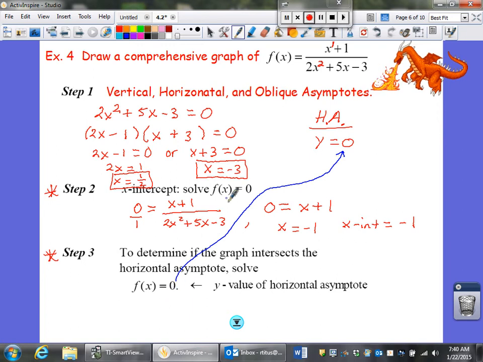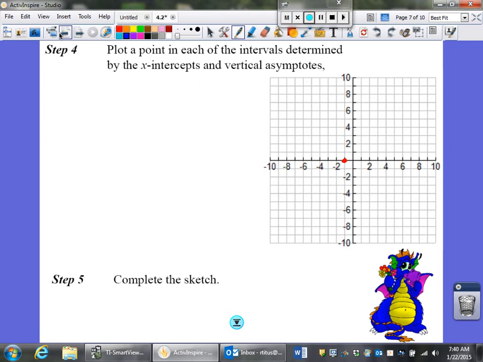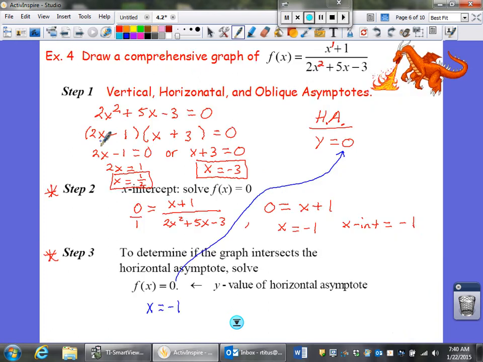But since we already solved that equation right here, and we did all the work right here, and we said the answer was negative 1, that means that when we chose the horizontal asymptote, which is 0, and got an answer for x, it means the graph is going to cross that horizontal asymptote. So let's go ahead and graph those horizontal and vertical asymptotes so you can see that.